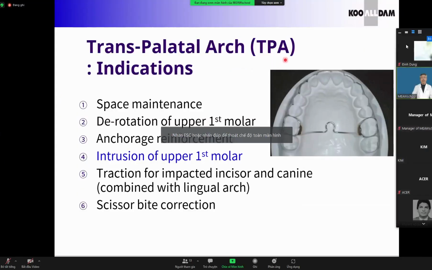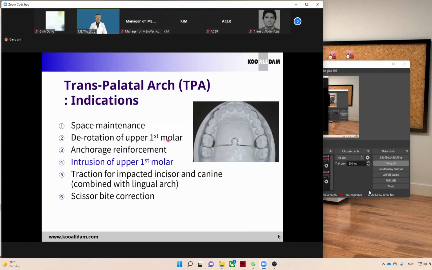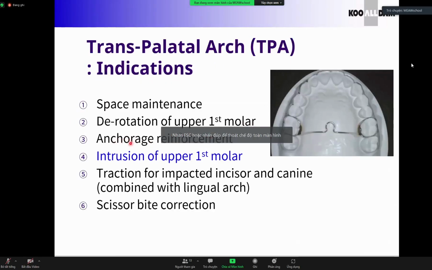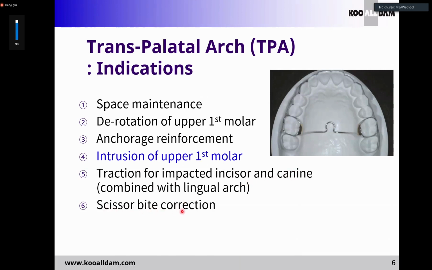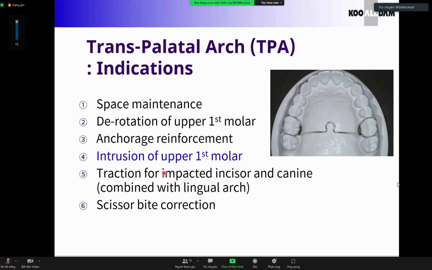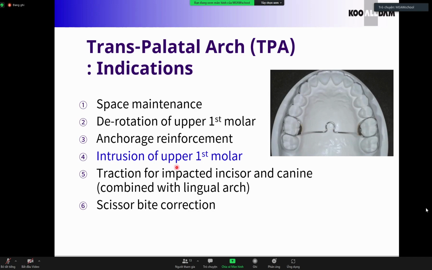Shortened TPA. First, pain maintenance. Second, the rotation of the upper first molar, and anchorage reinforcement, and also intrusion of the upper first molar. And also fifth, traction for impacted incisor and canine. And also we can use this for scissor bite correction. Among these, we'll discuss intrusion of the upper first molar.